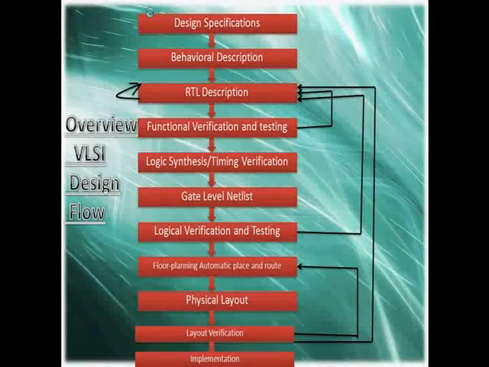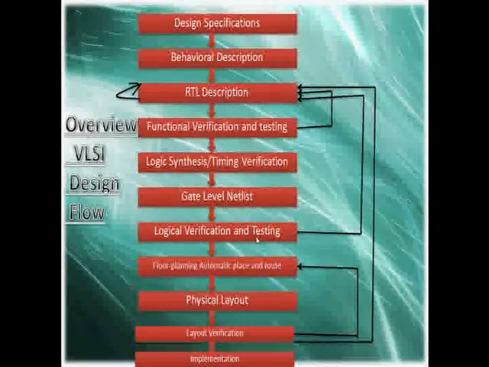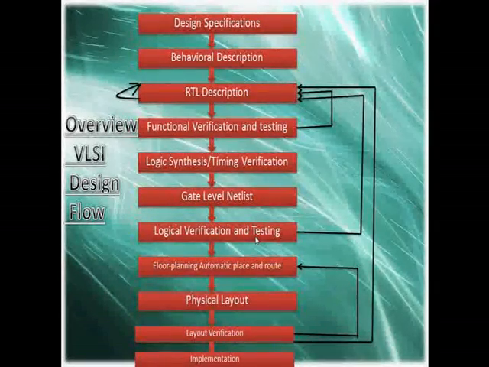And next, in layout verification, any error goes to floor planning, automatic place and route. Then the bug or error has to be removed. If the bug or error is not removed, it goes directly to the RTL description. That means the bug or error is in the code only, that means the RTL code.